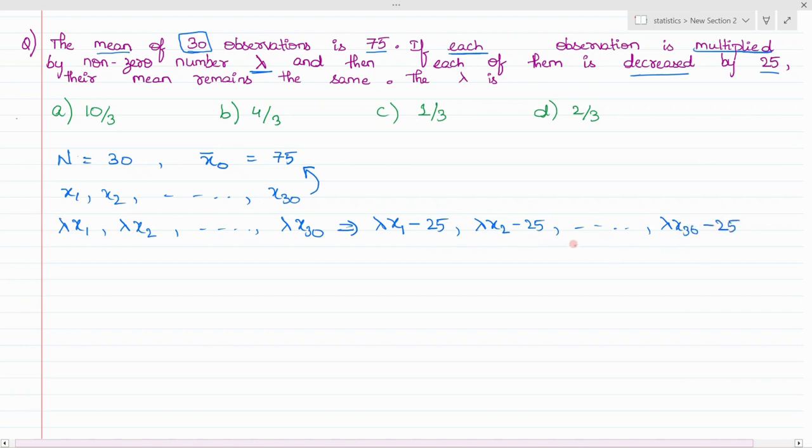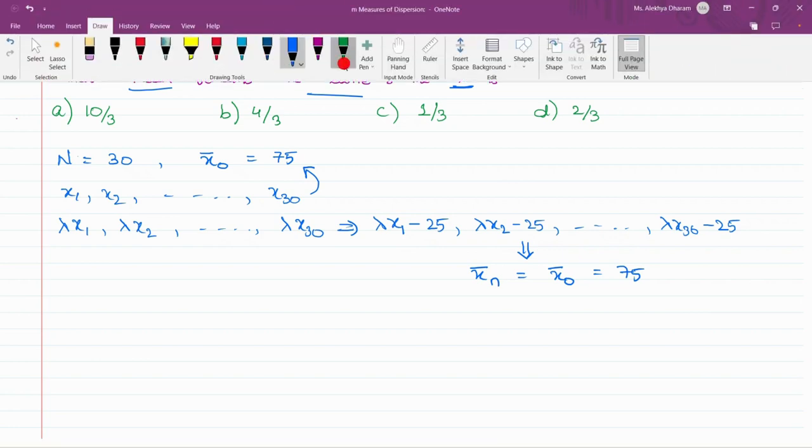Now this is the new data. For this, the mean is the same. Mean remains as it is. So the new mean is equal to the old mean, that is 75. We need to find the value of lambda. So just now we have discussed for the data, first we have multiplied.